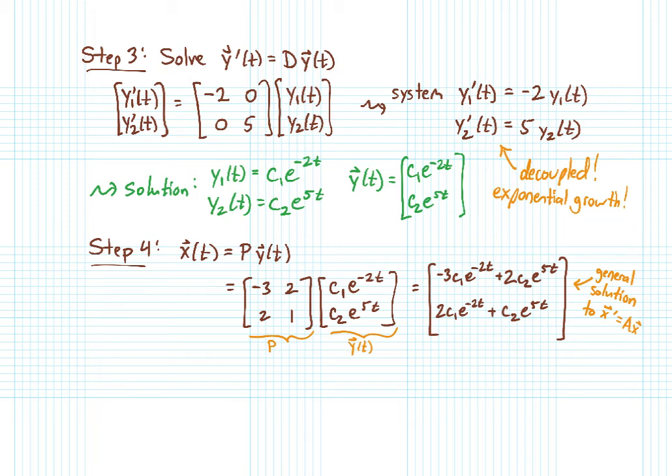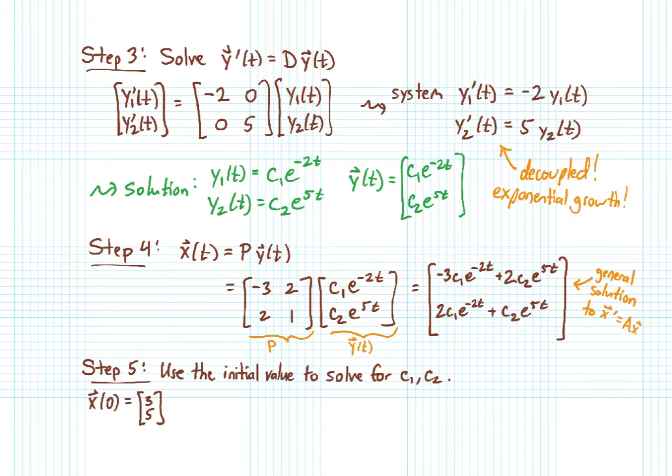There is one more step in this problem because we were given an initial value, and that initial value will allow us to solve for these constants. This was a couple of slides back, so I'll remind you that the initial value was x of 0 equals 3, 5. To get x of 0, we just plug t equals 0 into our general solution. All of the exponents become e to the 0, which is 1, so we're just left with minus 3c1 plus 2c2 on top, and 2c1 plus c2 on bottom. And we set that equal to 3, 5, which is our initial value.